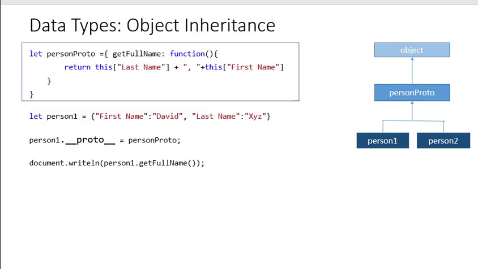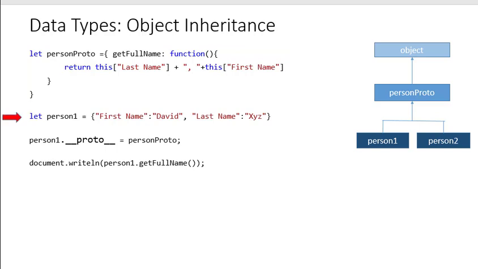Here in this example, a person_proto object is written, which contains a getFullName method defined in it. And here, the person1 object is defined with firstName and lastName properties. At this point, the __proto__ property of the person1 object refers to an empty object. And here, person1.__proto__ is set to person_proto. So we have specified the proto or parent object of the person1 object. Here I have accessed the getFullName method from the person1 object.